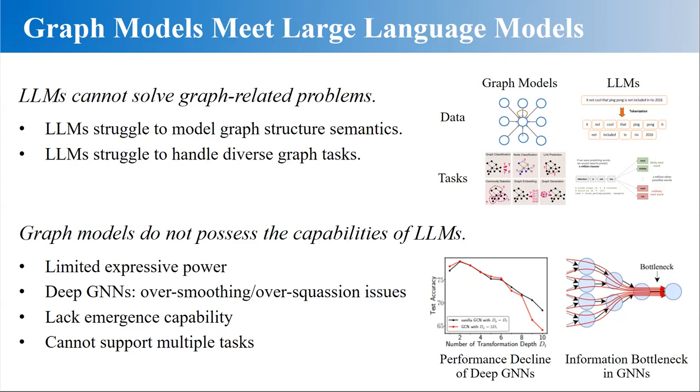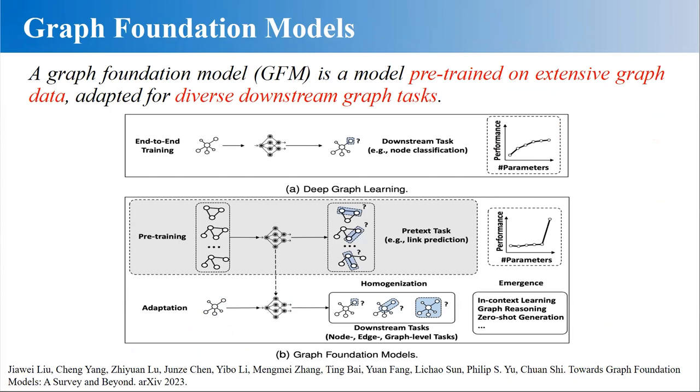Particularly, the graph model lacks emergent capability and cannot support multiple tasks. Concerning these issues, we propose the graph foundation model. A graph foundation model is a model created on extensive graph data and adapted for diverse downstream graph tasks.